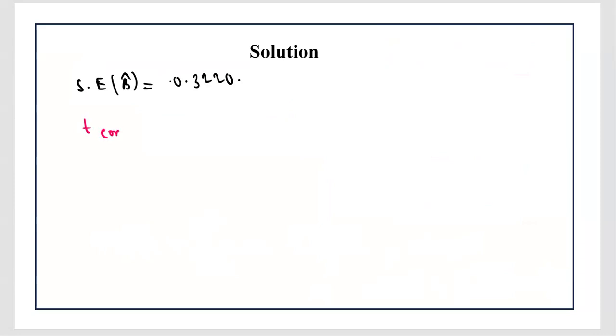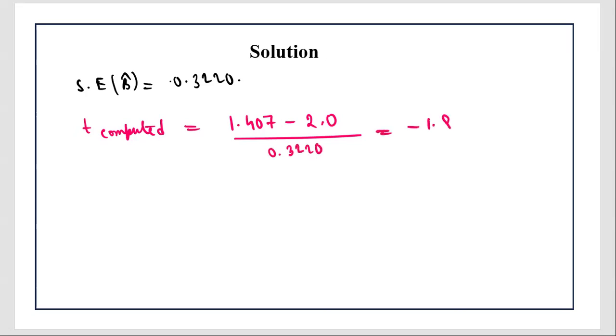Now we have all the values to compute the computed value of the T statistic. So let me compute. So what will be the T computed? That is the statistic value. So beta cap was what? The estimated value of beta is this, minus the beta under H naught, which is 2, and upon the standard error, which is 0.3220. And if you calculate this, this will come out to be minus 1.8416. Right? So what is the absolute value of t computed? This is simply 1.8416.